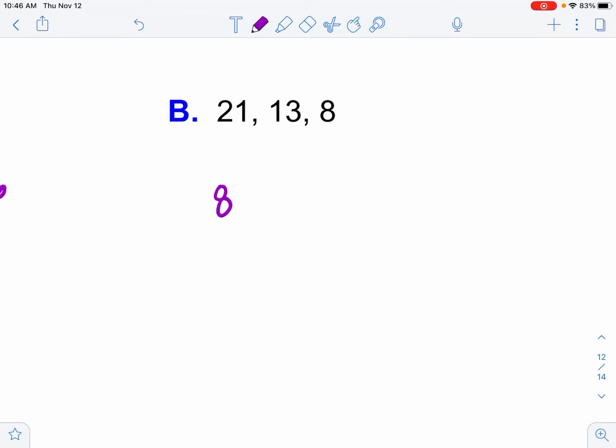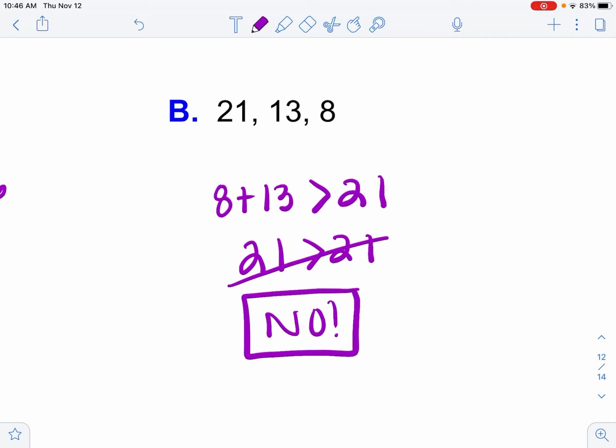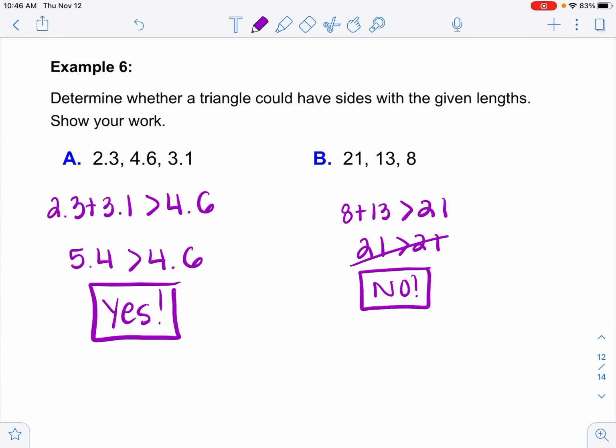All right, let's try this one. 2 smaller sides, 8 plus 13 has to be greater than 21. 21 is greater than 21. Is 21 greater than 21? If I have $21 and you have $21, do I have more money than you? No, that's not true. So this will not form a triangle. Okay?